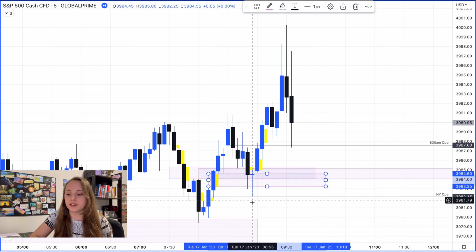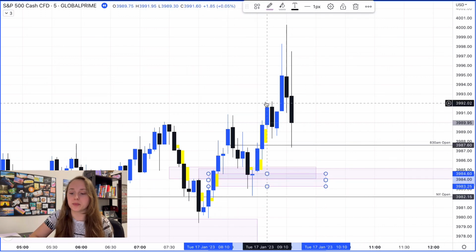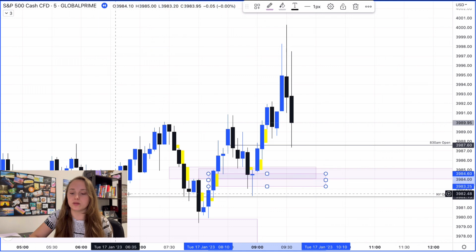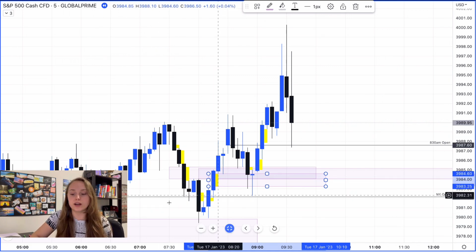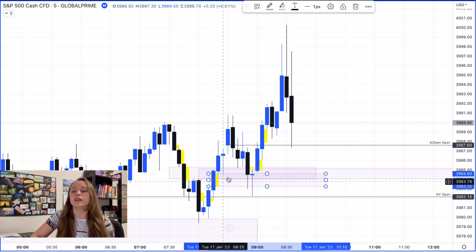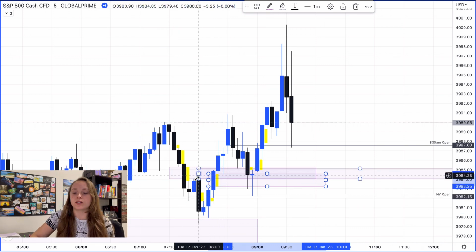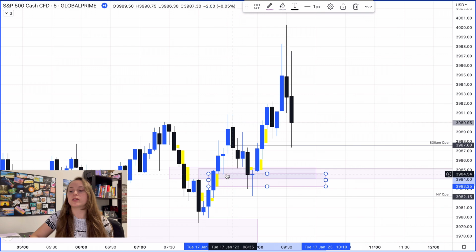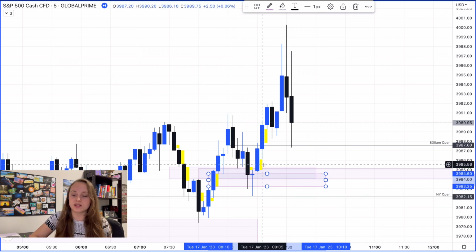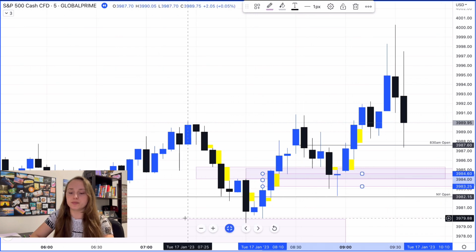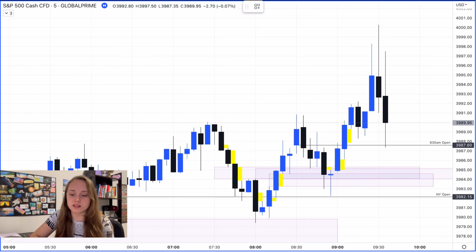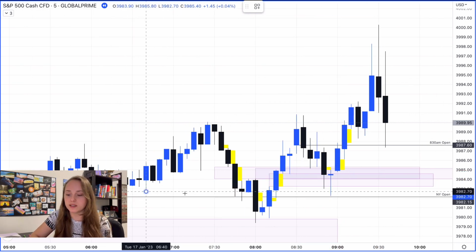I mean, right there is a pretty prime setup. Look, it takes out the old lows, takes out that sell-side liquidity, comes down below NY open, makes a break of market structure plus fair value gaps galore. I mean, that is just prime. I'll show you. Because look, here's the sell-side liquidity being taken out.